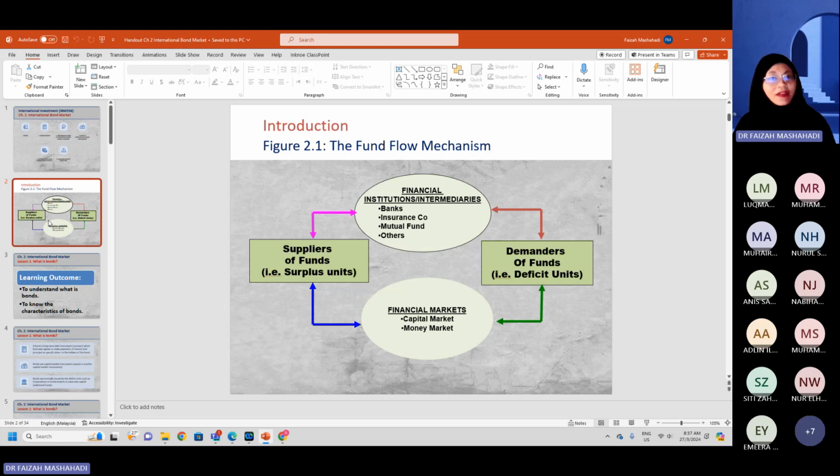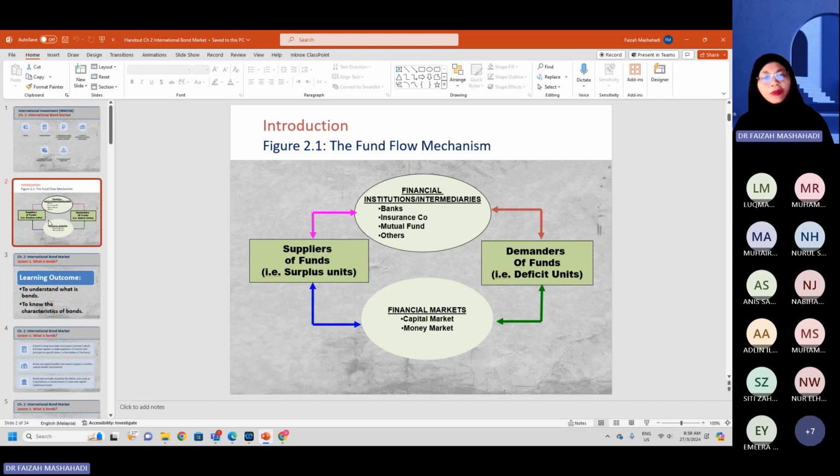The supplier of funds is the surplus unit. They are also known as investors, funders, and lenders. They provide money to the market because they have a surplus of money in the account, and they will keep the money in the banking account, or they will use their cash to purchase the papers issued by the deficit unit.